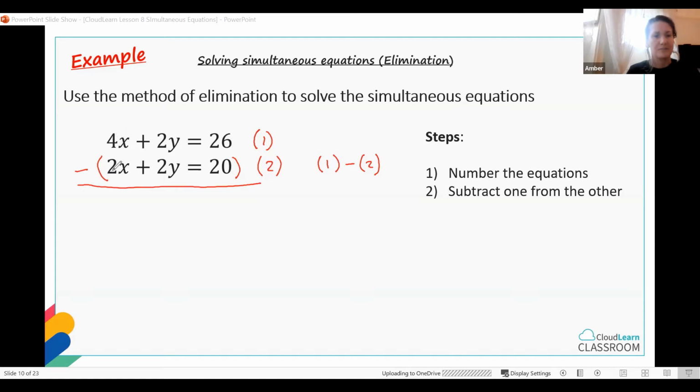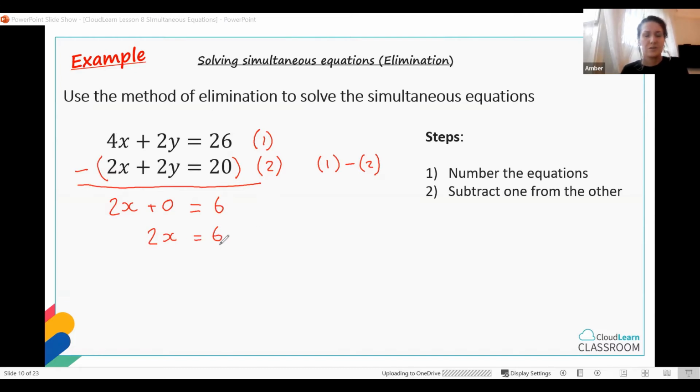So I will have 4x minus 2x is 2x. And you'll see here that 2y minus 2y is nothing, so that just goes away. I could put plus 0 there, but it's not essential because that's just gone away. Then here I've got 26 minus 20, and so that's just 6. So my problem now has simply become 2x is equal to 6.